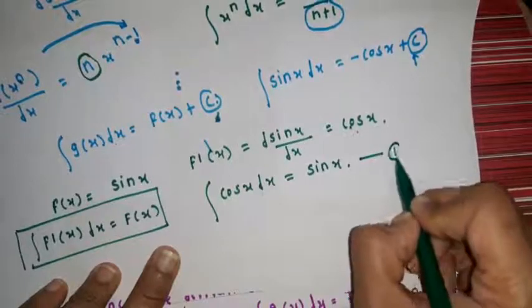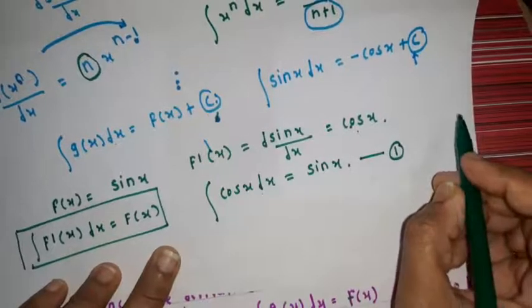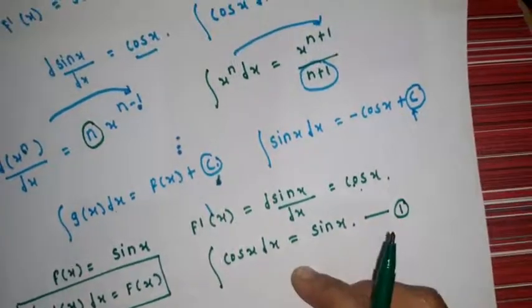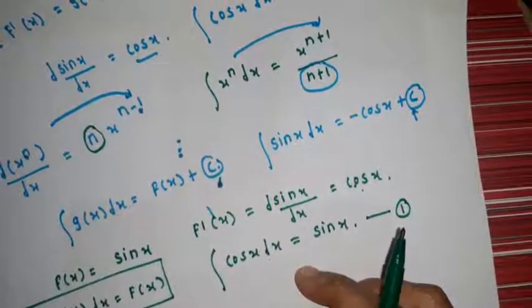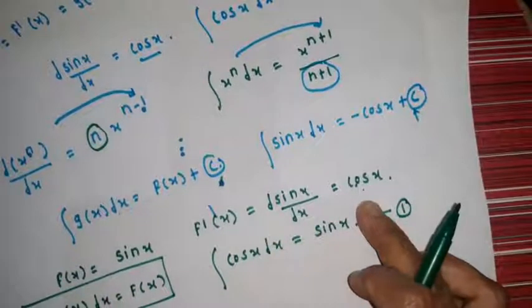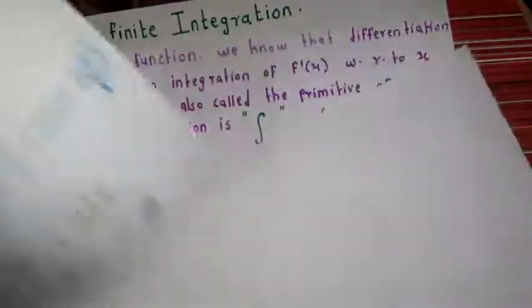Suppose this is case 1. The integration of this cos x is sine x, and here f dash of x equals cos x. Now again, let us find out another example.